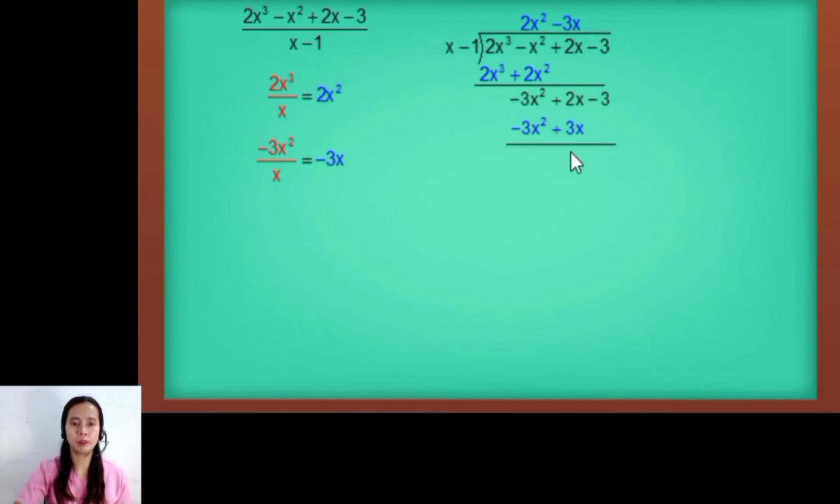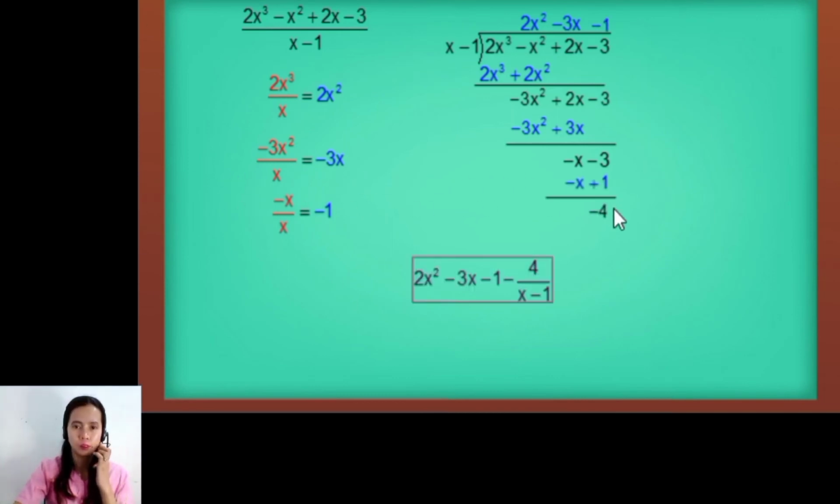So we have, then multiply, then subtract, paulit-ulit lang, di ba? Then subtract. Okay, write your final answer. So we have 2x squared minus 3x minus 1. The remainder is negative 4. So it must be over your divisor, which is x minus 1.